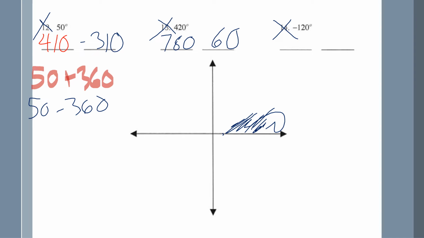All right, so let's do negative 120. So let's add 360 to negative 120. So negative 120 plus 360. That's 240. So that's somewhere over here. All right, so let's go negative 120 minus 360. And when we do that, we get negative 480.